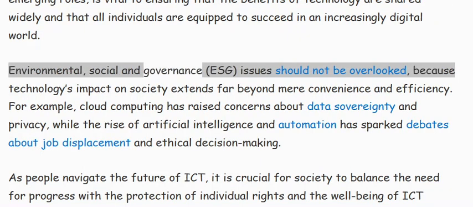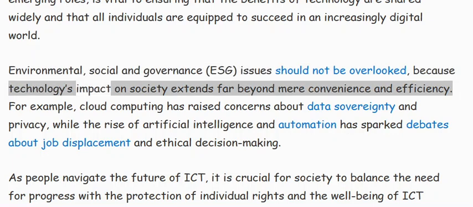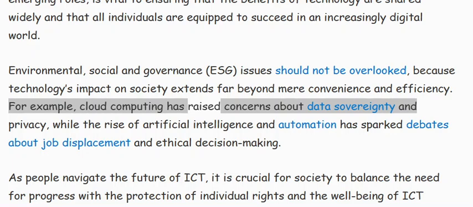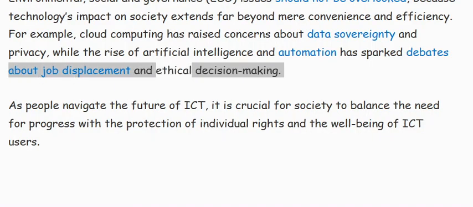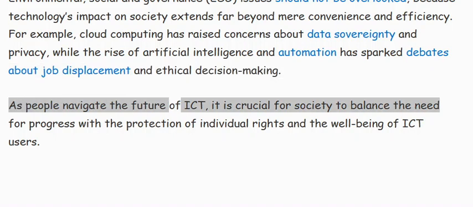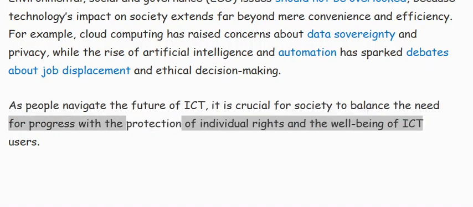Environmental, social and governance (ESG) issues should not be overlooked because technology's impact on society extends far beyond mere convenience and efficiency. For example, cloud computing has raised concerns about data sovereignty and privacy, while the rise of artificial intelligence and automation has sparked debates about job displacement and ethical decision-making. As people navigate the future of ICT, it is crucial for society to balance the need for progress with the protection of individual rights and the well-being of ICT users.